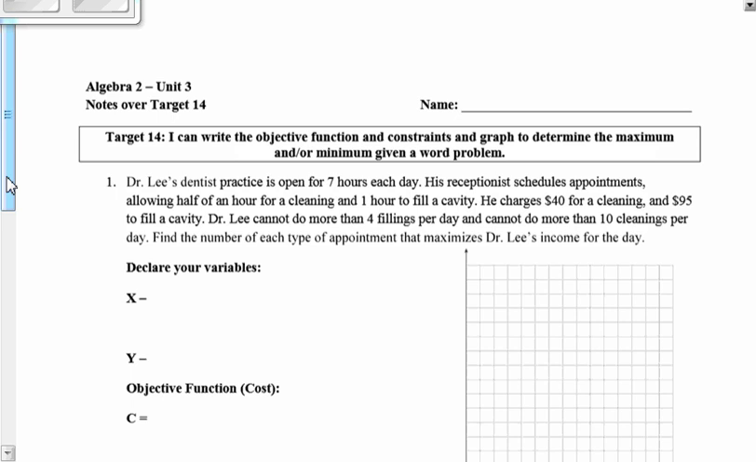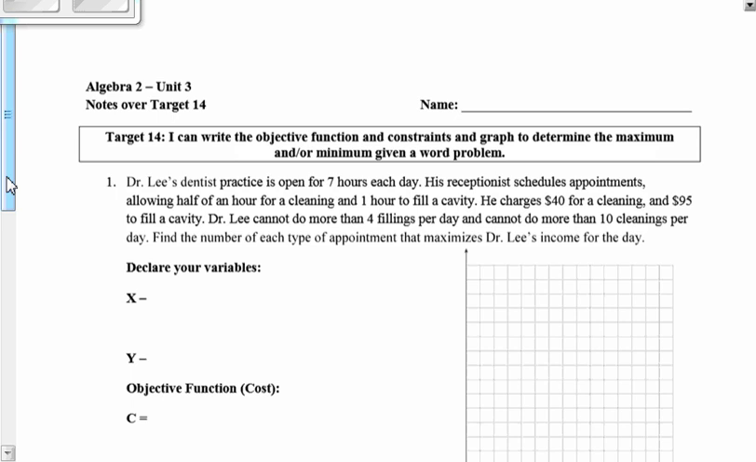So today we're going to do target 14 notes with unit 3, and this is the last target, the last lesson of this unit. We're continuing with linear programming today. We touched on it a little bit last class with targets 12 and 13. Pretty basic stuff we did last class. The only thing we're adding today is a little bit of word problems. So don't let that freak you out. They're really not too bad.